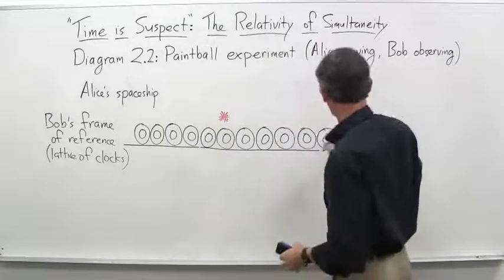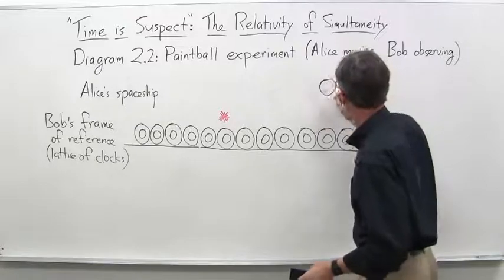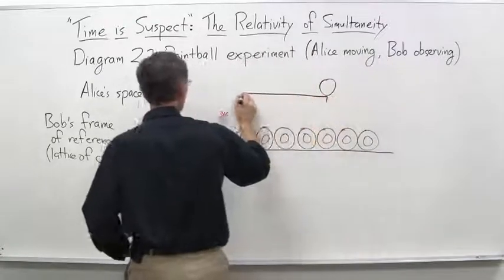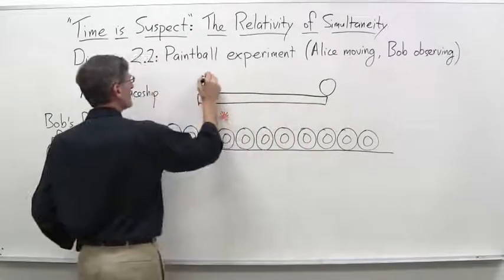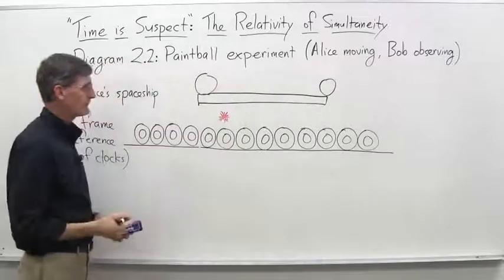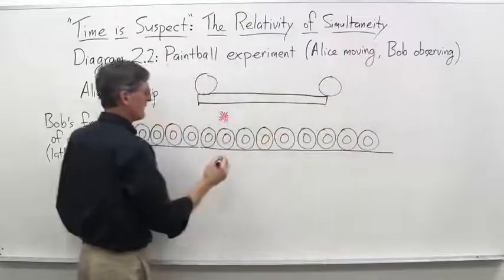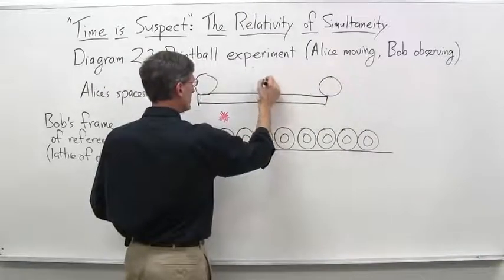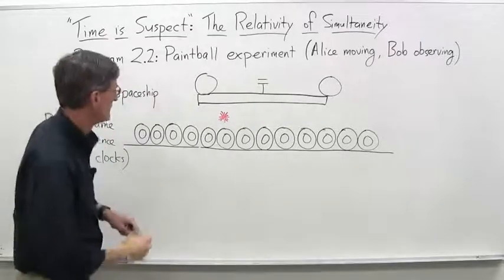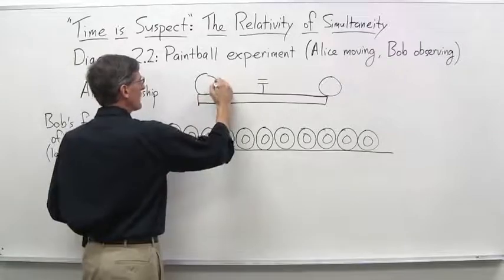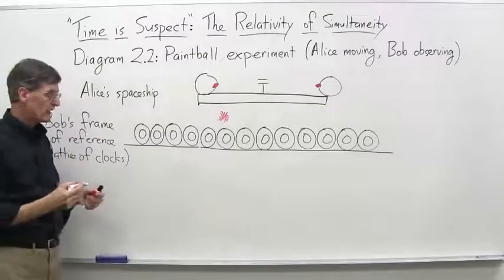Let's see, so where were we here? I think we're now here. We start off 1, 2, 3, 4, so we're right here in terms of Alice's spaceship now. There's one clock and two clocks more or less lined up there. Let's draw this clock a little bit better here. There we go. The gun apparatus in the center there. And we get one paintball splattering on that clock and one paintball splattering on that clock simultaneously.